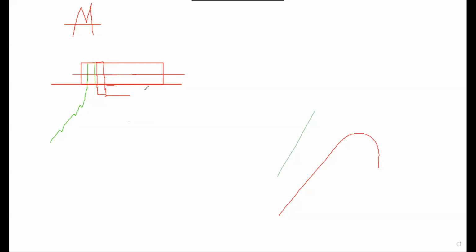So let's say it's not an engulfing. Let's say it's an evening star. It's going up, right? It's going up. Then I see a candle like this, right? And then tail, right?